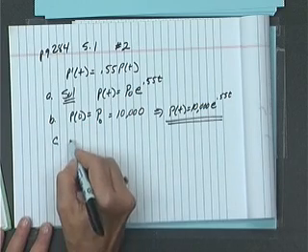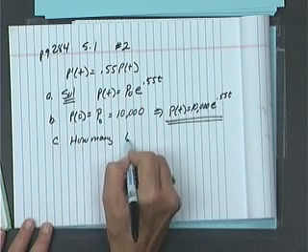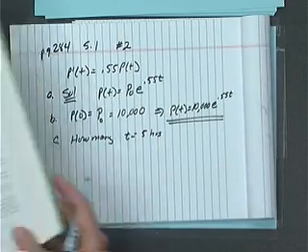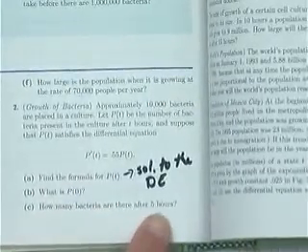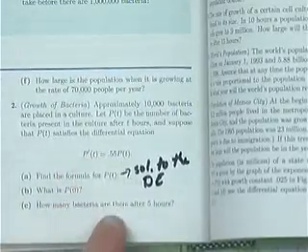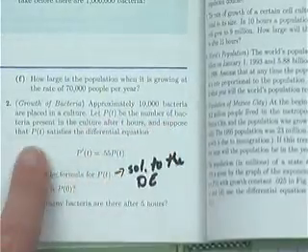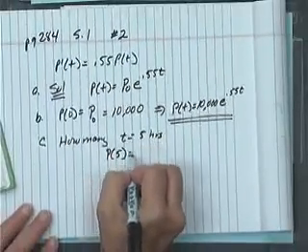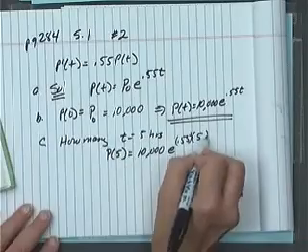All right, part C says, how many bacteria are there when t equals 5 hours? All right, hope you got your book. It's part C right here. How many bacteria are there after 5 hours? My question is, am I going to put it into the derivative or into the solution? Yeah, because P of t is the number of bacteria. Okay? So how many after 5 hours? So we'll look at P of 5. And we have 10,000 e to the 0.55, and we'll multiply that times 5.